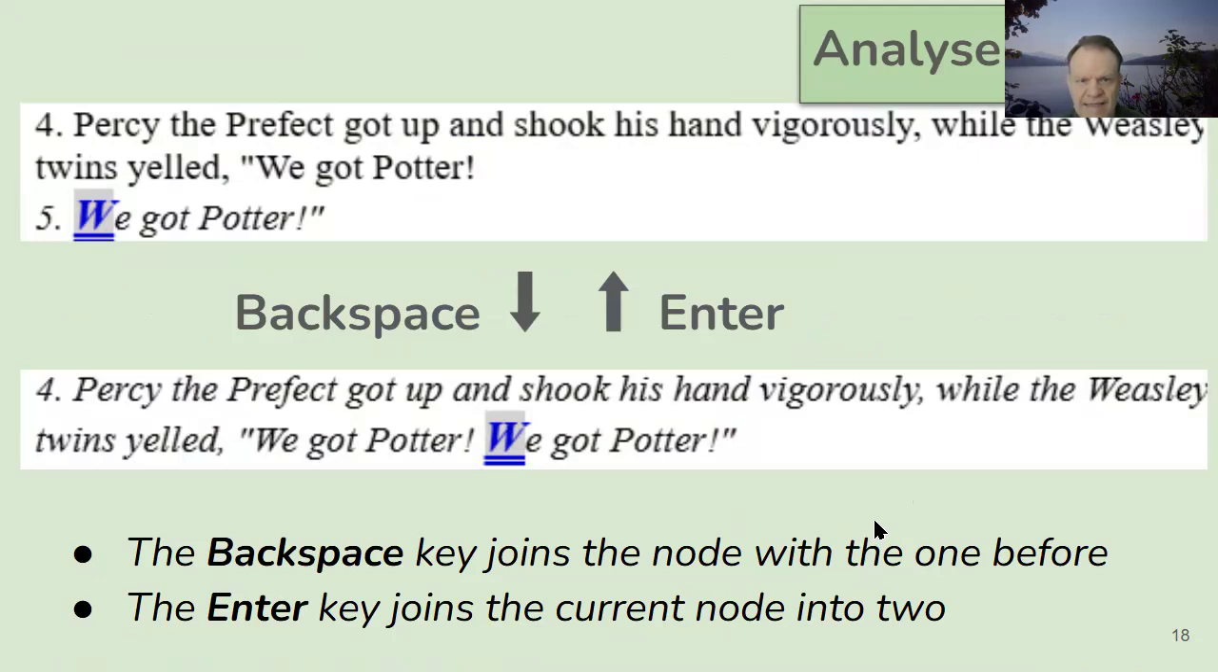You can use Enter to split a sentence into two parts, or you can use Backspace to join them together. So at the bottom, we've got Enter, which is like one sentence, and I split it at W, which makes two sentences. Or if you press Backspace, you can undo that and join them back together.